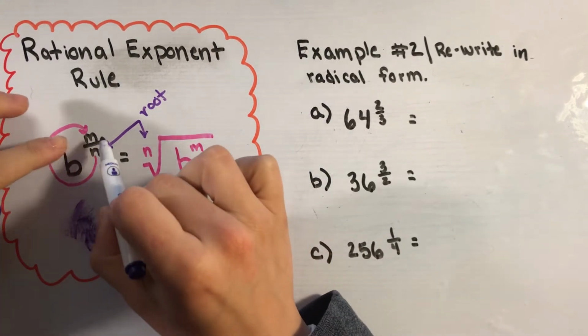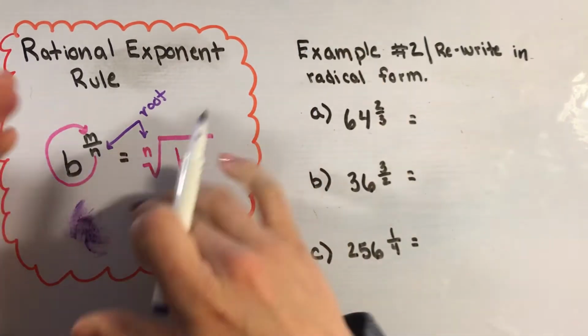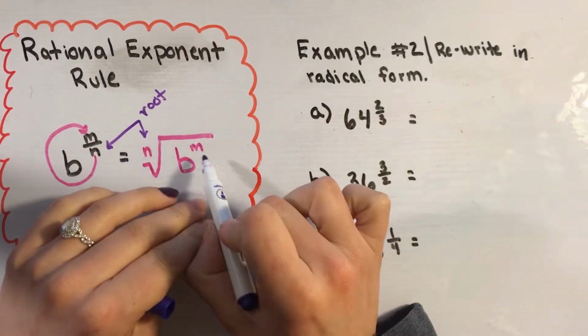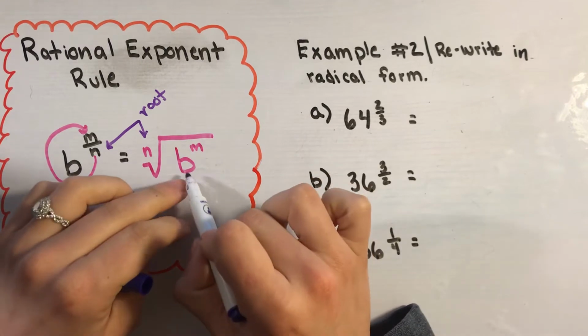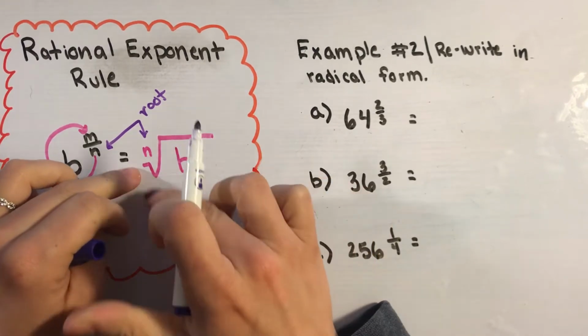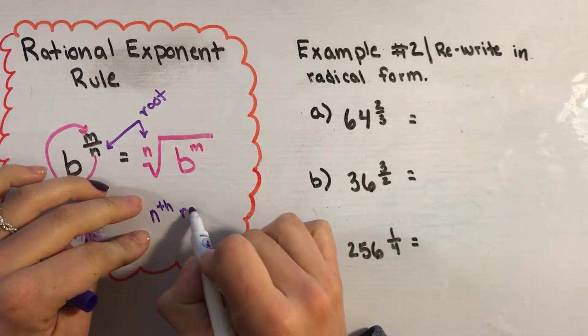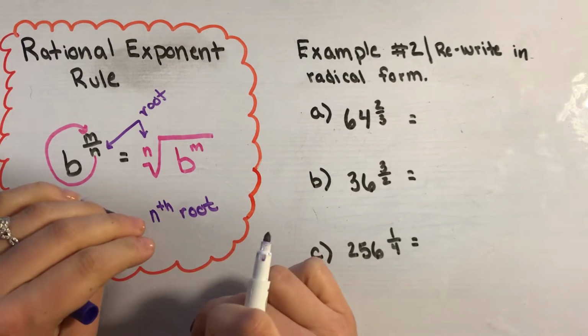So the m now becomes my exponent underneath my root. So it becomes b to the power of m, all underneath the nth root. You say it as the nth root. That's how you say that.